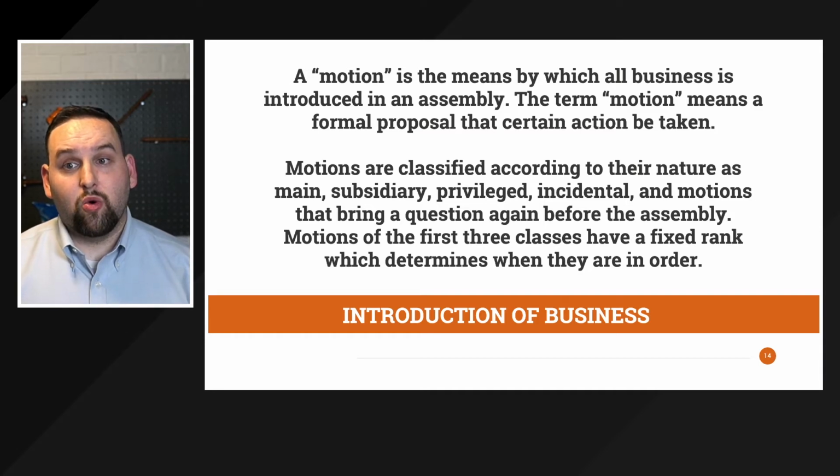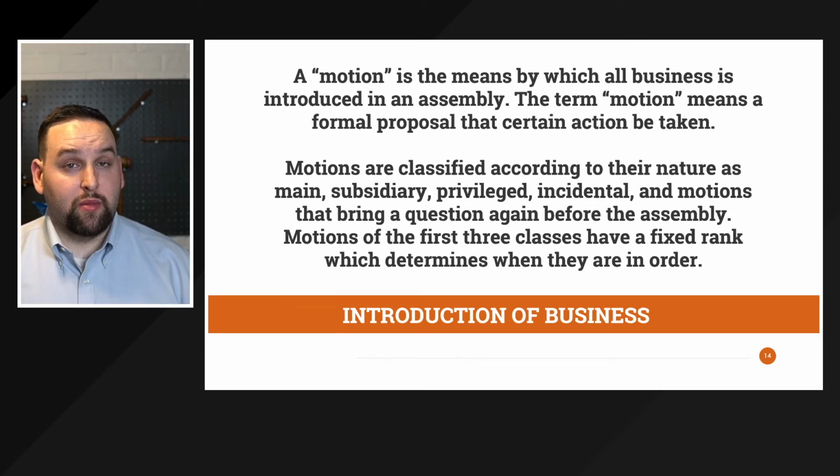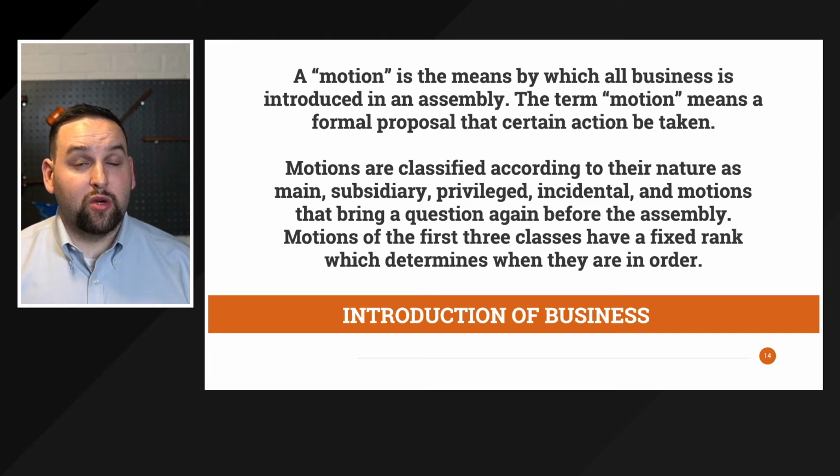Motions are classified according to their nature as a main motion, a subsidiary motion, a privileged motion, an incidental motion, and motions that bring back a question before the assembly. Motions of the first three classes, main, subsidiary, and privileged, have a fixed rank which determines when they are in order. So for example, if you have several motions that are pending at the same time, that rank will determine which one you deal with first.